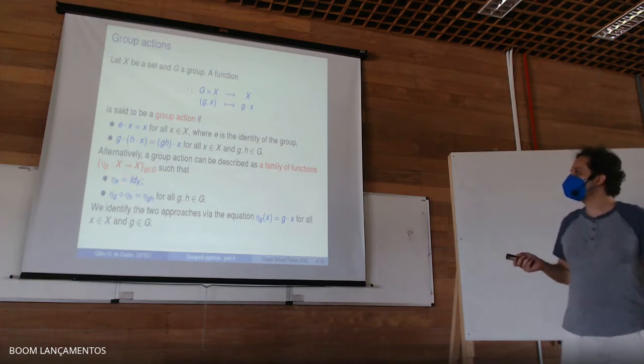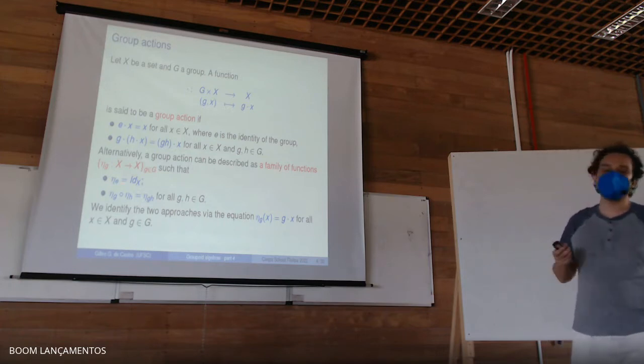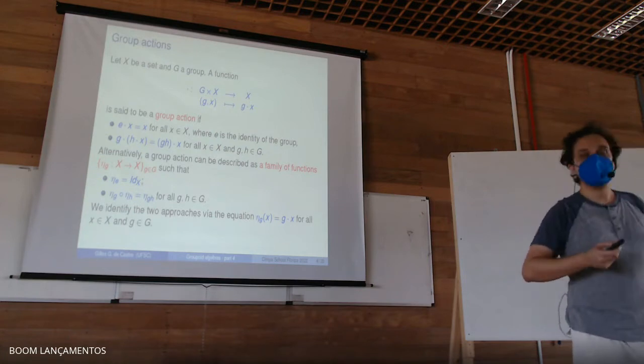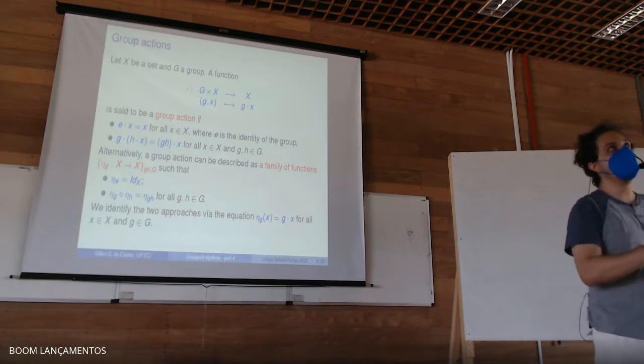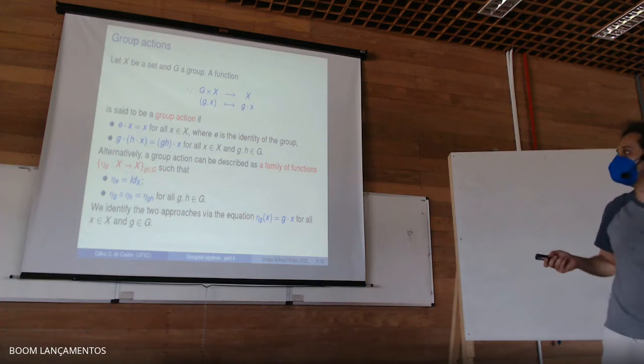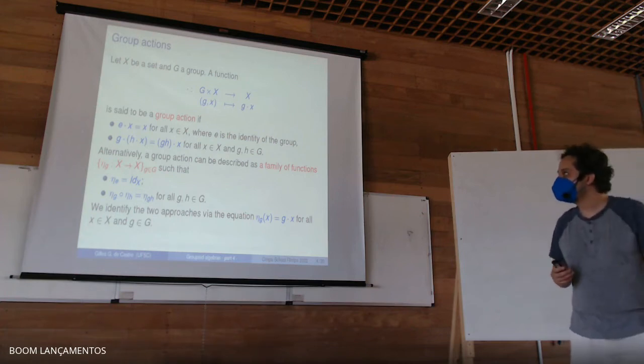We don't need this first axiom if you ask the functions to be already bijections. So sometimes a group action is seen to be a homomorphism from G to the bijections of X. But here I'm just saying they are functions.